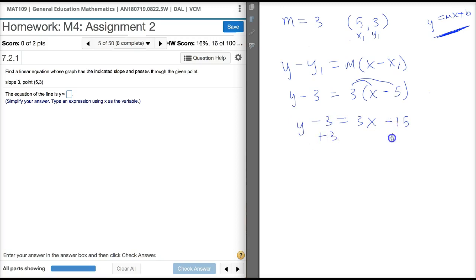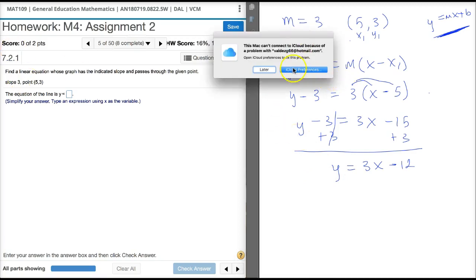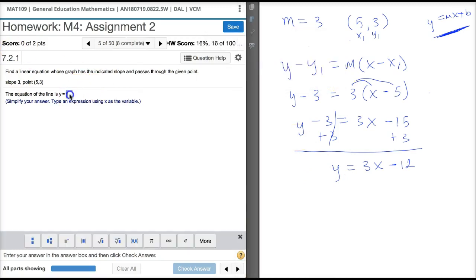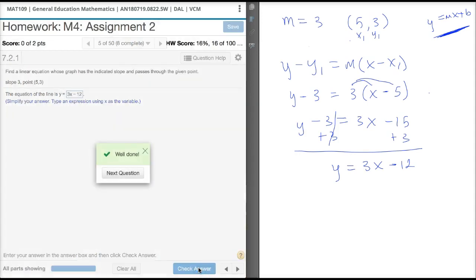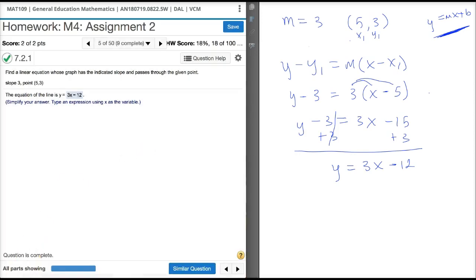And then after that, we add 3 to both sides. And then, of course, negative 3 plus 3 is 0. 0 plus y is y. Bring down the 3x. And negative 15 plus 3 is a negative 12. And so this ends up being our equation of the line. And here we just need to type in the 3x minus 12 part, since they already have the y equals. And you see that we're good to go. All right, so we'll move on to question number 6 now.